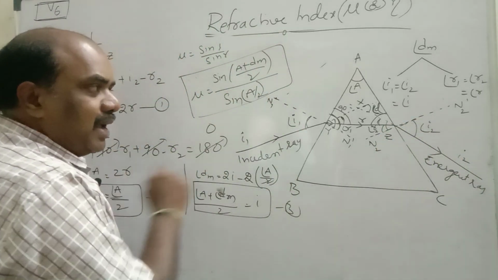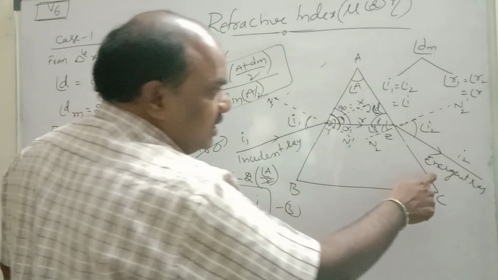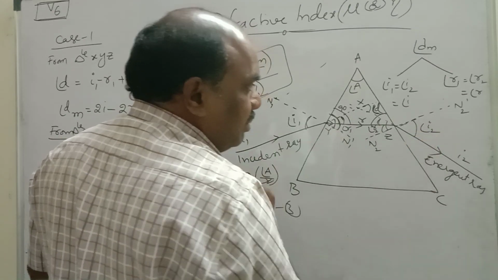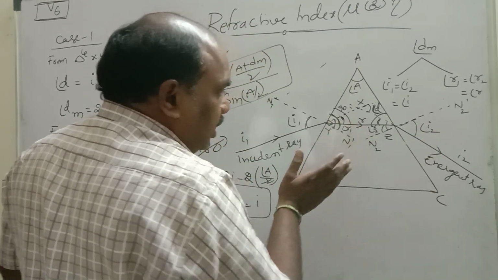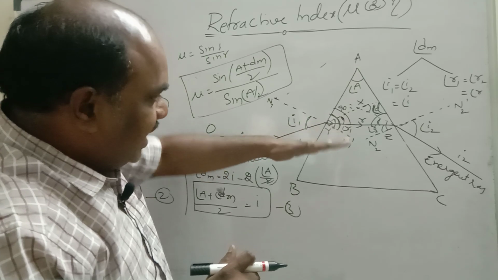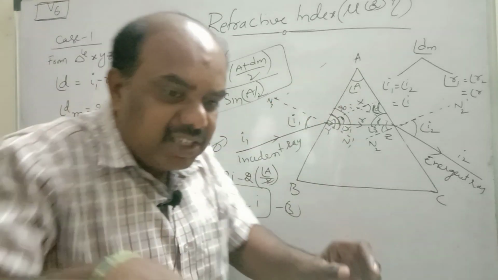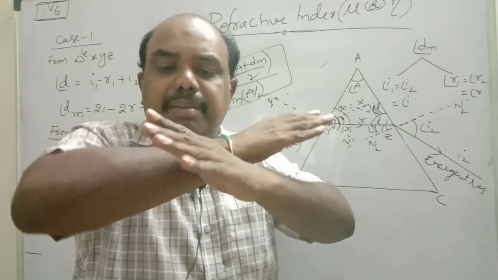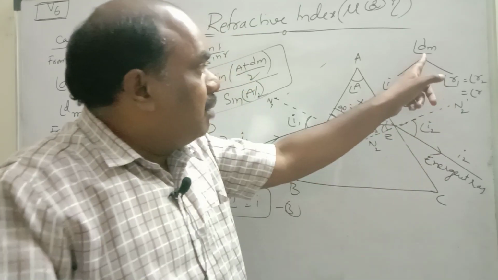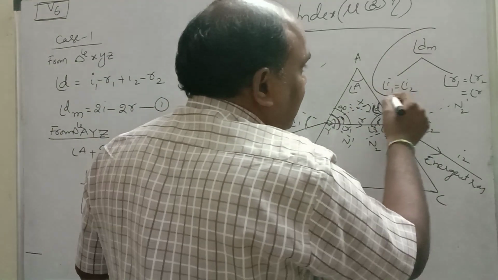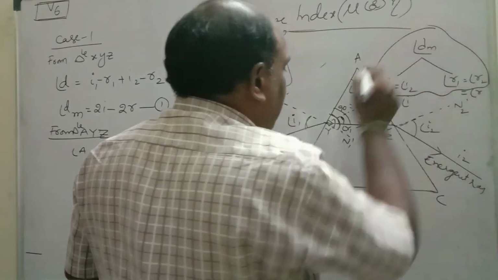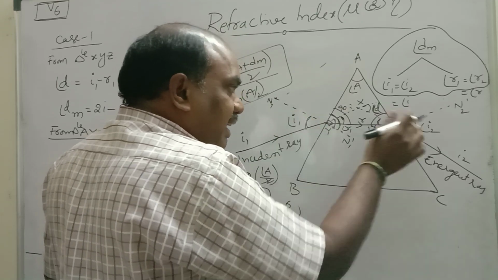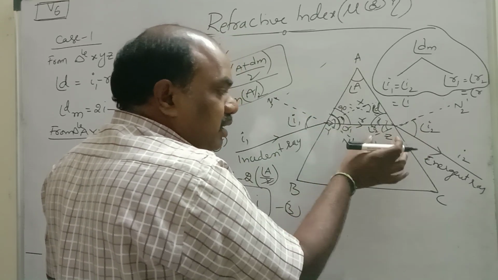The incident ray is making some angle, this is the angle of incidence. This emergent ray is making another angle, this is the angle of emergence. Now, if you change the angle of incidence, at a particular instant the deviation will be minimum. When deviation is minimum, you have to remember two conditions. Number one, I1 is equal to I2, incident angle equal to emergent angle, angle of first refraction equal to angle of second refraction.